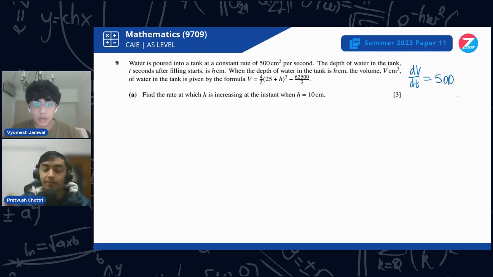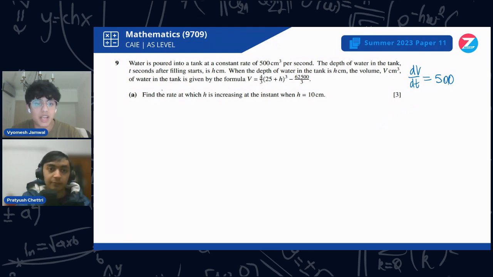And then the depth of water in the tank, t seconds after the filling starts, is h centimeters. When the depth of water in the tank is h centimeters, the volume V of the tank is given by the following formula. Right? And what we need to find is the rate at which h is increasing at the instant when h is equal to 10 centimeters.